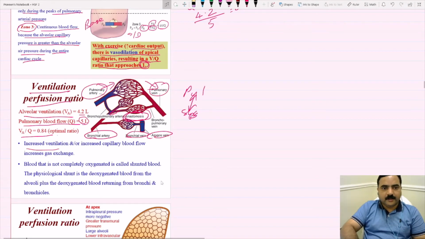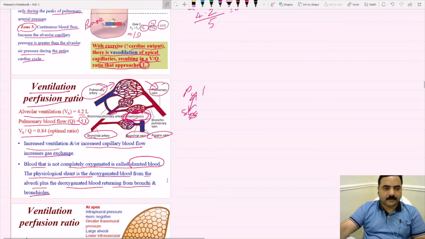Increased ventilation or increased capillary blood flow increases the gas exchange. Blood that is not completely oxygenated is called shunted blood. The physiological shunt is the deoxygenated blood from the alveoli plus the deoxygenated blood returning from the bronchi and the bronchioles, because of this anastomosis that we have discussed now.